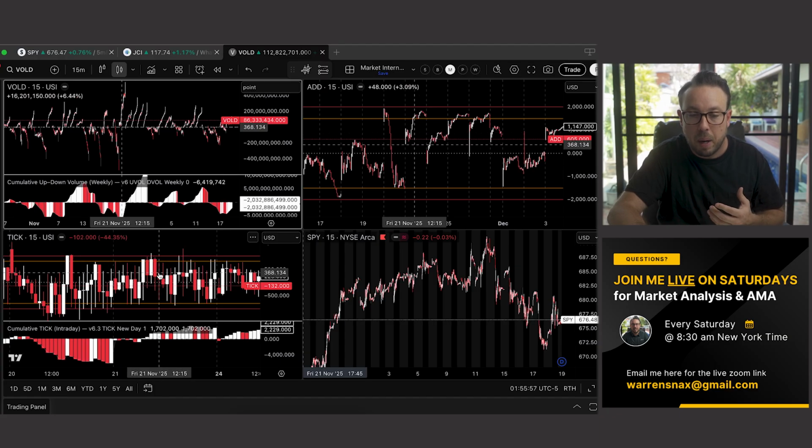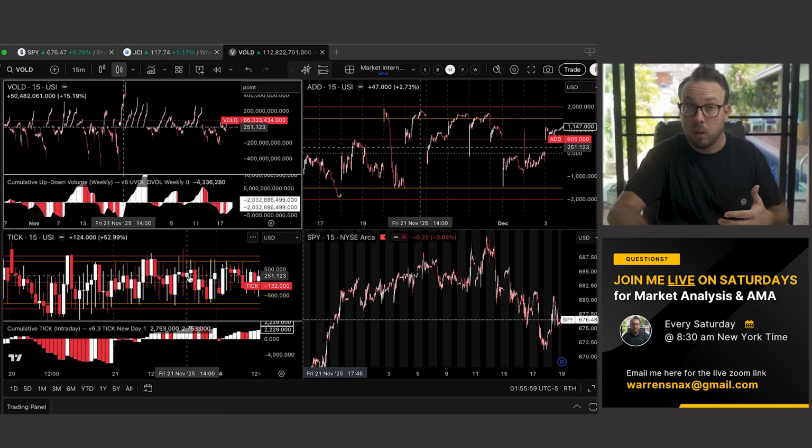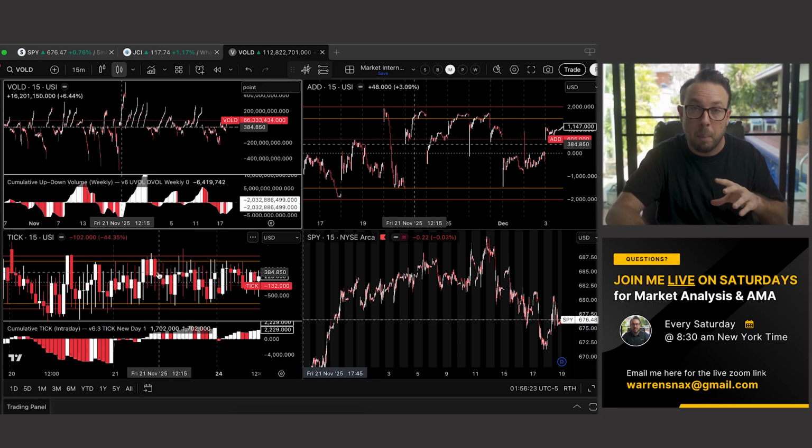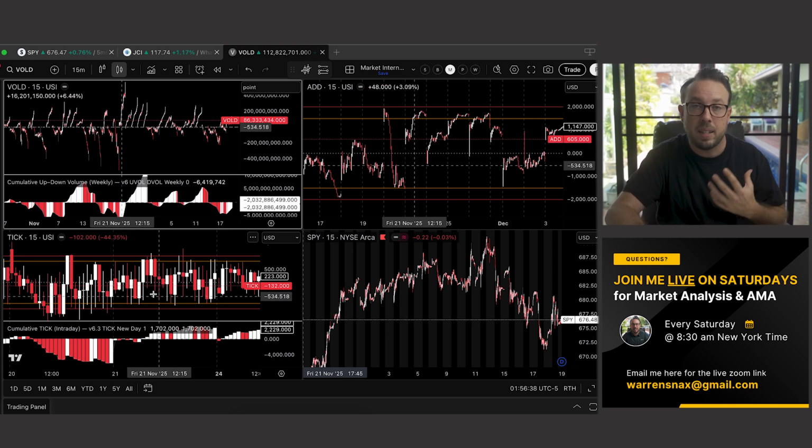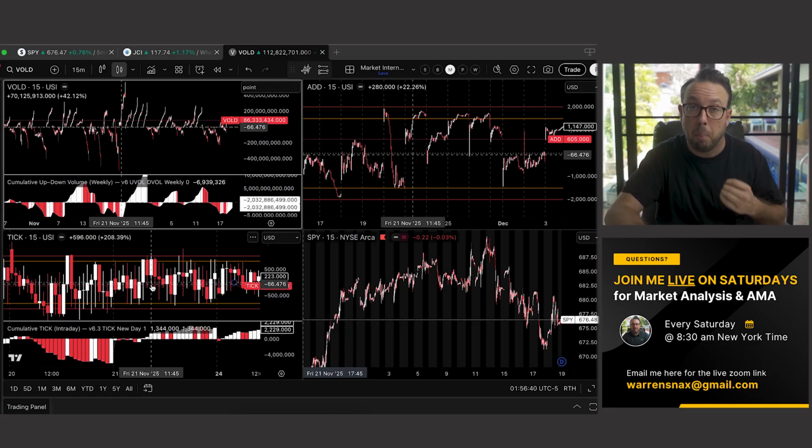But we did clearly spend most of our time above the zero line. This is a positive signal for momentum. And again, this is tracking by the minute, by the second, how many stocks are trading on upticks versus downticks. So what the tick tells me is, is the move being bought broadly right now?